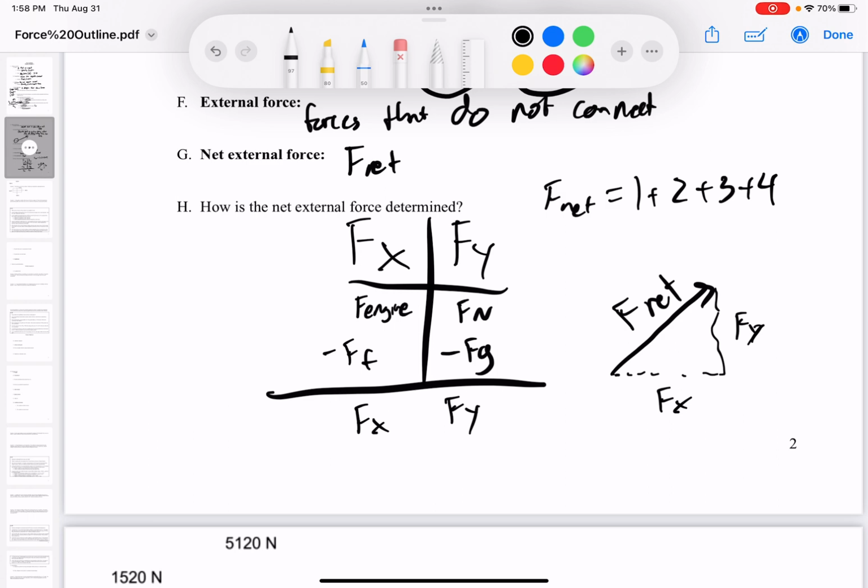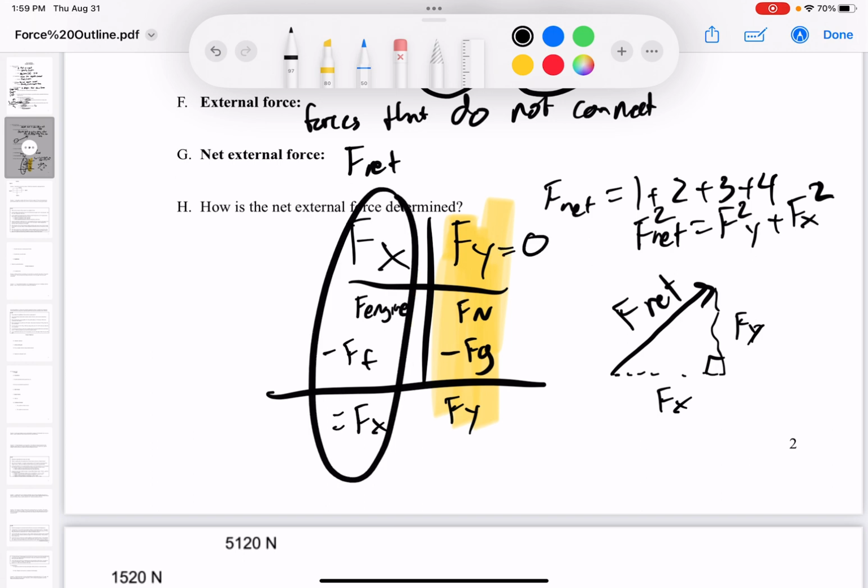So hopefully you'll notice that this is a right triangle. In order to find my F net, I need to use the Pythagorean theorem, okay? Now, oftentimes you'll see that maybe the Fy's are 0. If something's not accelerating in a particular direction, then we know that Fy has to be 0, in which case this is equal to my F net, which makes sense, right? If Fy is 0, then this goes away, and F net squared equals Fx squared, right?